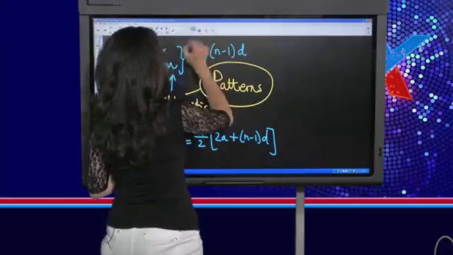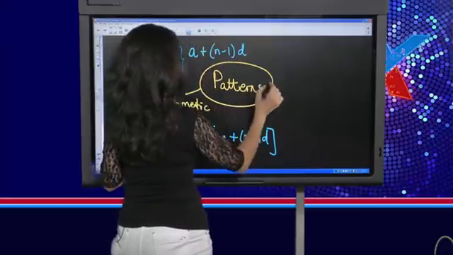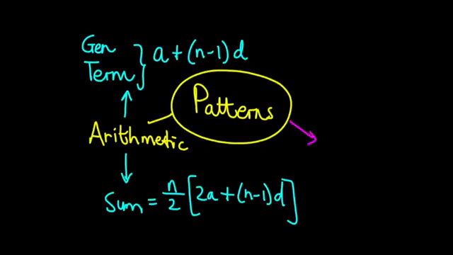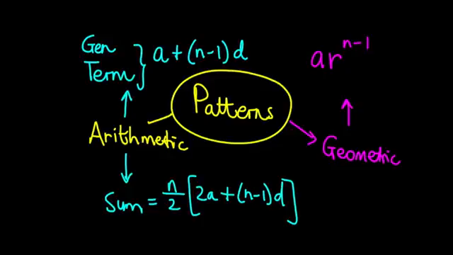Then, let's use the pink, we get geometric patterns, and they will also have a general term, and the general term will be a r to the n minus 1, and the sum would be a into (r to the n minus 1) over (r minus 1).